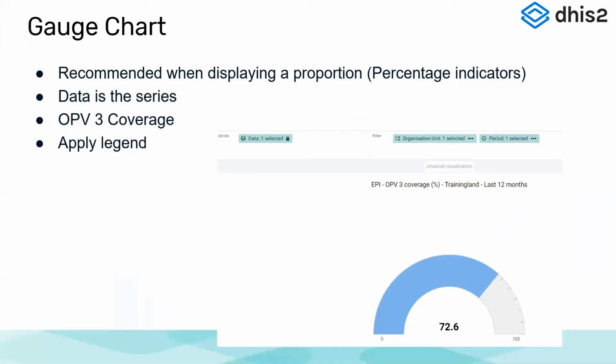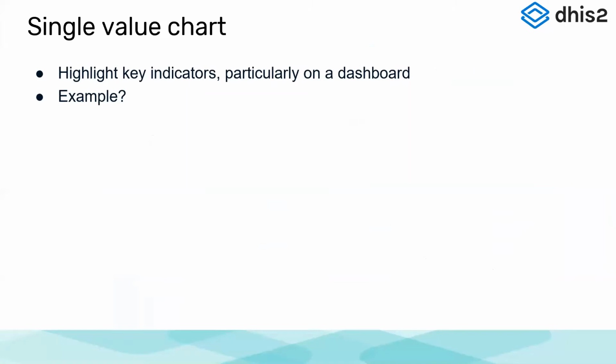Next, we are going to a single value chart. These are very simple charts, not very complex. You don't have to think about series or categories, just one value, like the pie charts, gauge charts, single value charts. Single value charts will highlight the key indicators, particularly on a dashboard. That means it will show only a number.